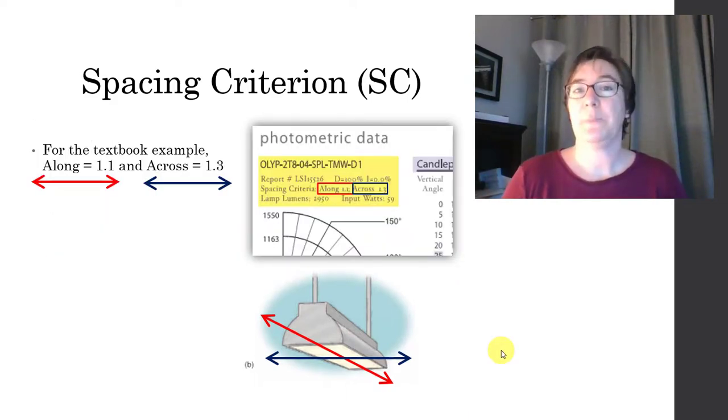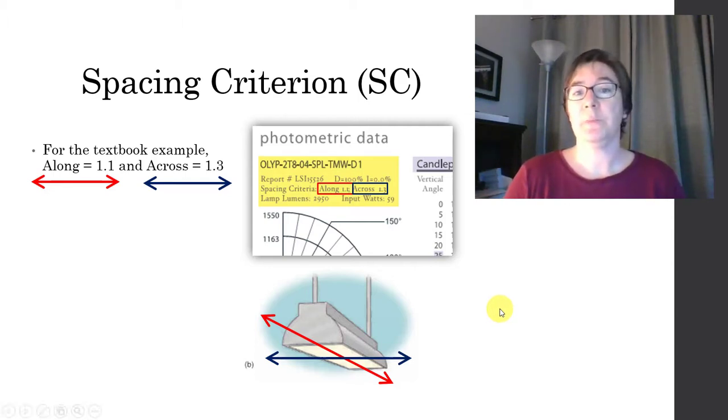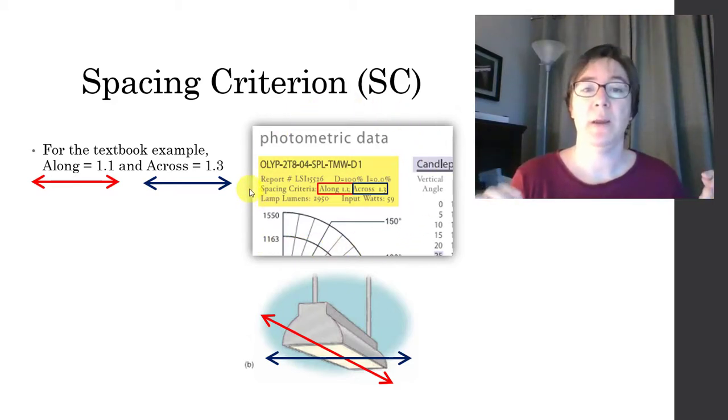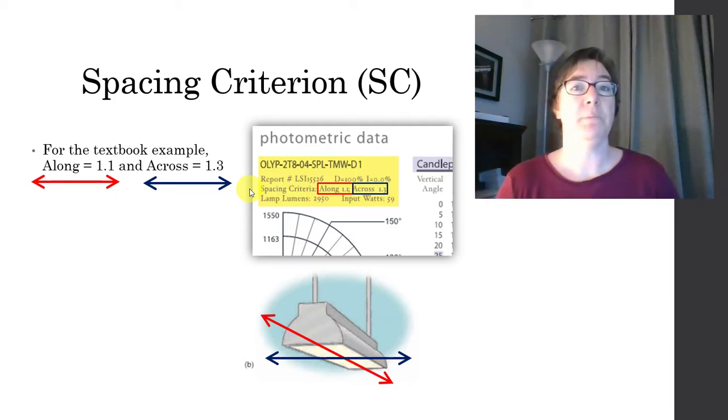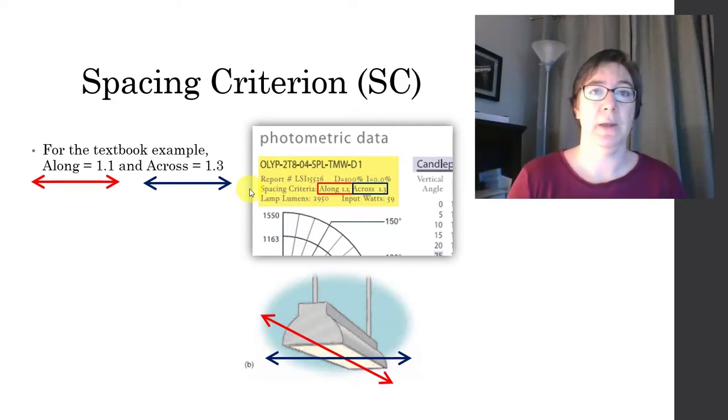You can find the spacing criteria in the photometric data on your spec sheets. And for your textbook example, here it is right here. The spacing criteria along is 1.1 and across is 1.3. This is a ratio, so there's no units to this. It's just a number.